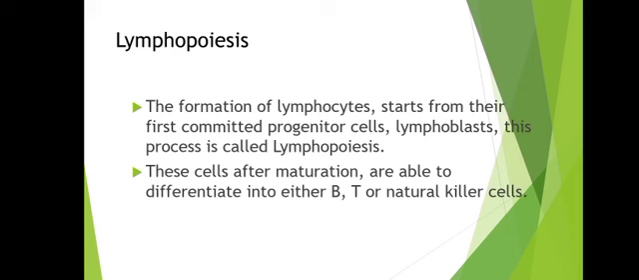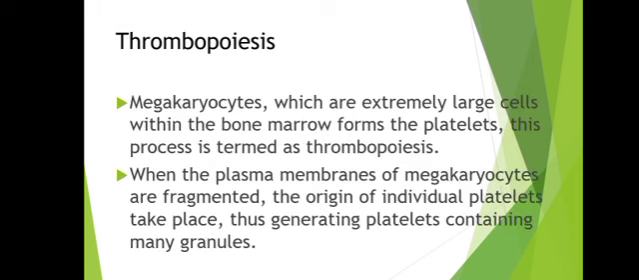Thrombopoiesis. Thrombopoiesis is the process of formation of platelets. Megakaryocytes, which are extremely large cells within the bone marrow, form platelets. The process is called thrombopoiesis. When the plasma membrane of megakaryocytes is fragmented, the origin of individual platelets takes place. Thus, platelets are formed containing many granules.